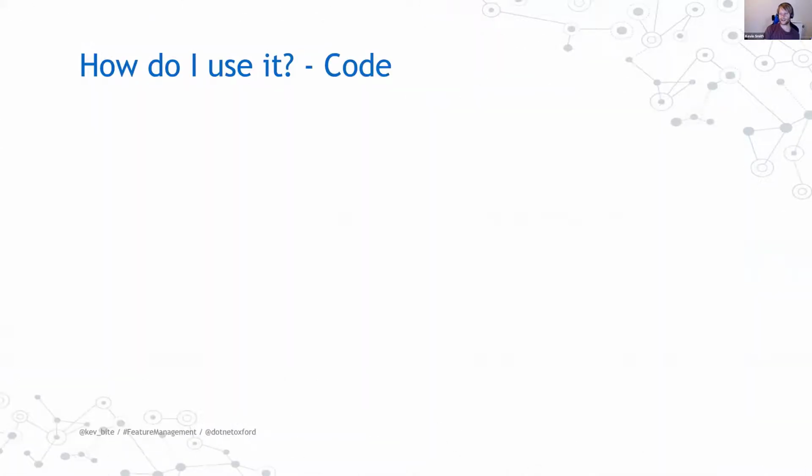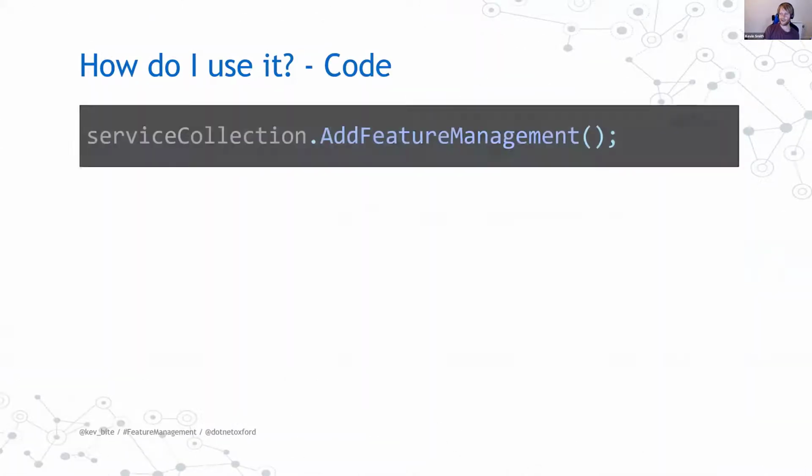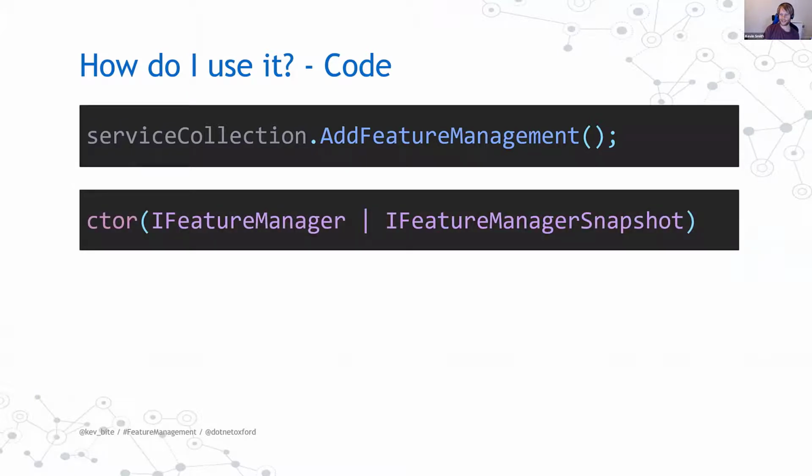And you're probably asking, how are we going to use it? We use it exactly the same as we use most things in .NET now. We go to our service collection and say add feature management. The next thing we do is inject it into one of the constructors of our class. If you want to evaluate a feature every single time, we use feature management, but there's also another interface called feature management snapshot. That'll create a snapshot of the feature when we actually evaluate it once.